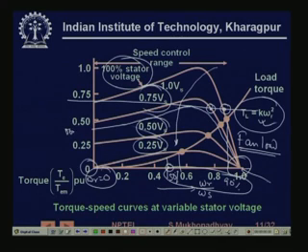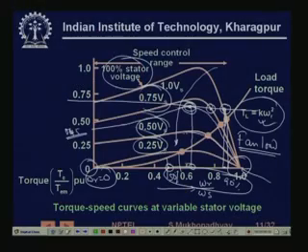So therefore maybe this is 0.45 or something. So you can have a variation of here about 0.65 to maybe 0.88 or something. But below that, if you reduce the stator voltage below that, then obviously the machine is not going to start, because the torque developed by the machine at lower voltages will simply not meet the load torque. So it will not start.